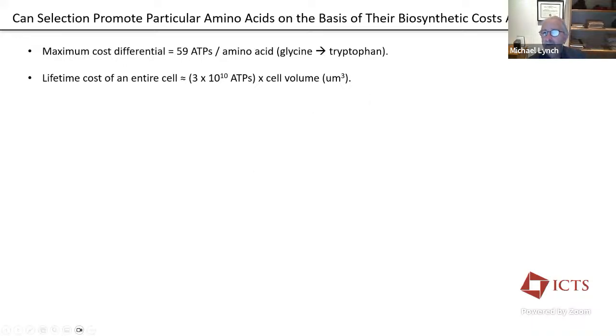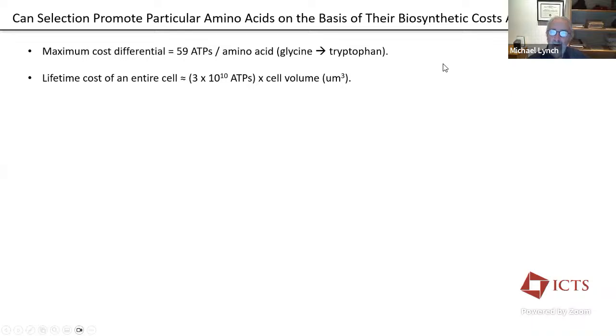So let's think about this with a particular application now. There have been many arguments made over time, often by people in the field of ecology or other related fields, arguing that selection can promote amino acid compositions of proteins based on the differential cost of those amino acids. So we want to now think about whether this is really possible in evolution, given the theory that I just mentioned.